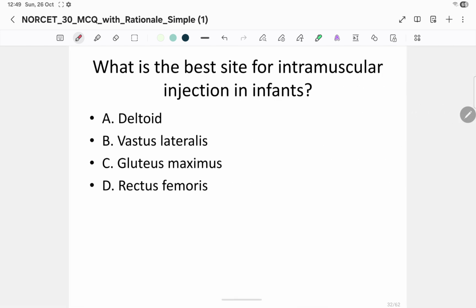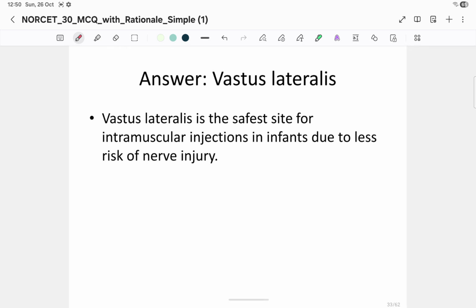Clear? Next, what is the best site for intramuscular injection in infants? Option A, deltoid, B, vastus lateralis, C, gluteus maximus, D, rectus femoris. The correct answer is option B, vastus lateralis. This is a frequently asked question in the NORCET exam, so note it down. Vastus lateralis is the safest site for intramuscular injection in infants, due to less risk of nerve injury.